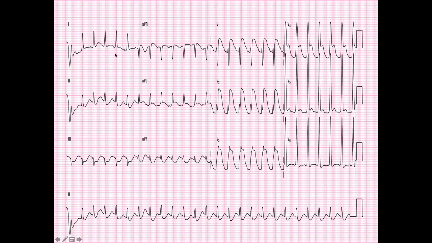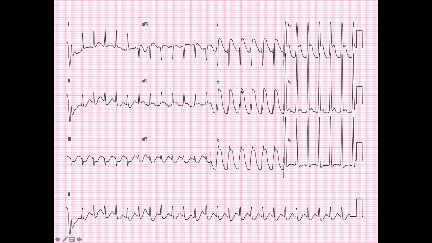We're just gonna skip that. Lead 2, definite ST segment depression. Lead 3, definite ST segment depression. Skipping over aVR, aVL, I see ST segment elevations above baseline there. aVF, ST segment depression. V1, definite elevation.